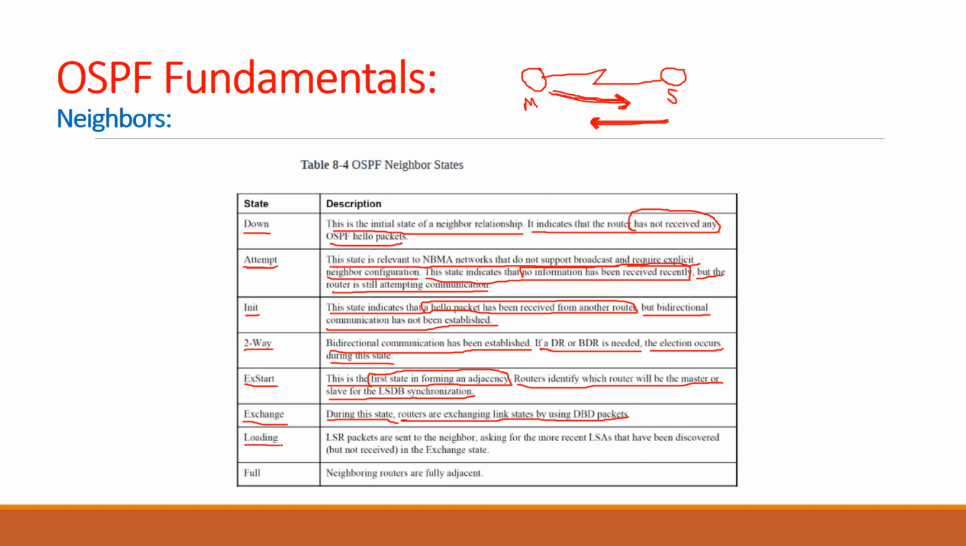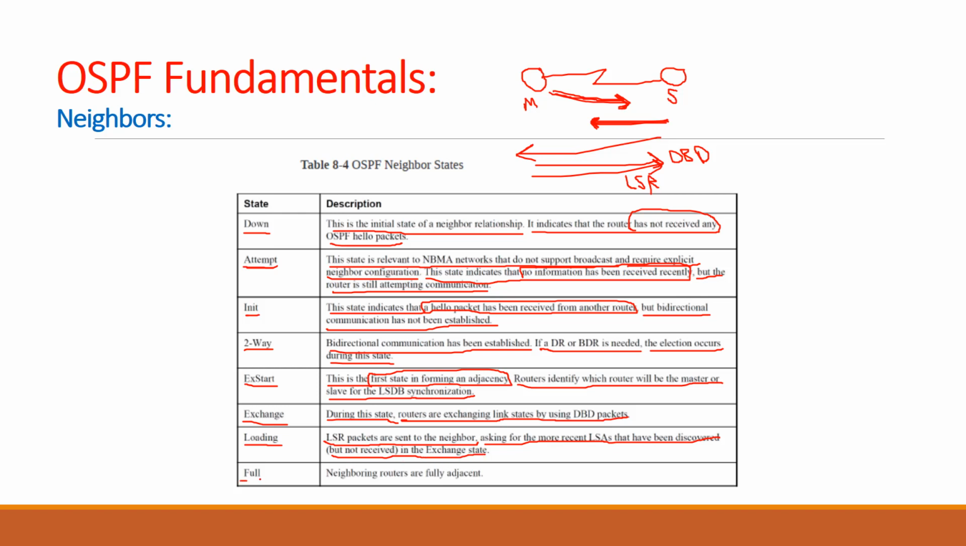The other state is loading. The link state request packets are sent to the neighbor. Here, for the exchange, they start to send database description packets. And loading means that the link state request packets are sent to the neighbor. Link state request, asking for the more recent link state advertisements that have been discovered but not received in the exchange state.